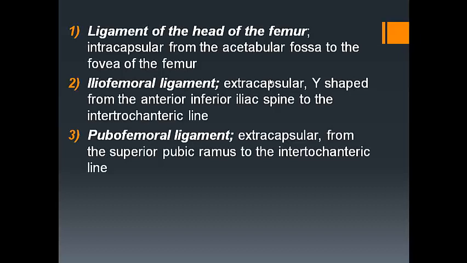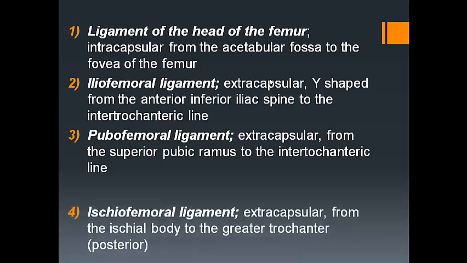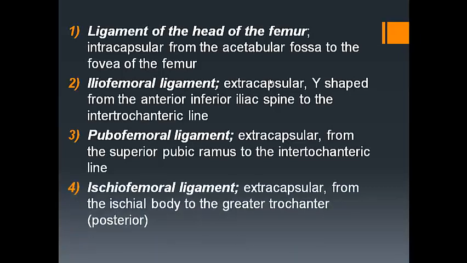So basically with the intertrochanteric line, you've got two ligaments being attached there. You've got both limbs of the iliofemoral ligament where it splits, and then in the middle of those two, you've got the pubofemoral ligament. And then finally, you've got the ischiofemoral ligament, which is again extracapsular, and this attaches between the body of the ischium and the greater trochanter on the posterior aspect of the femur.